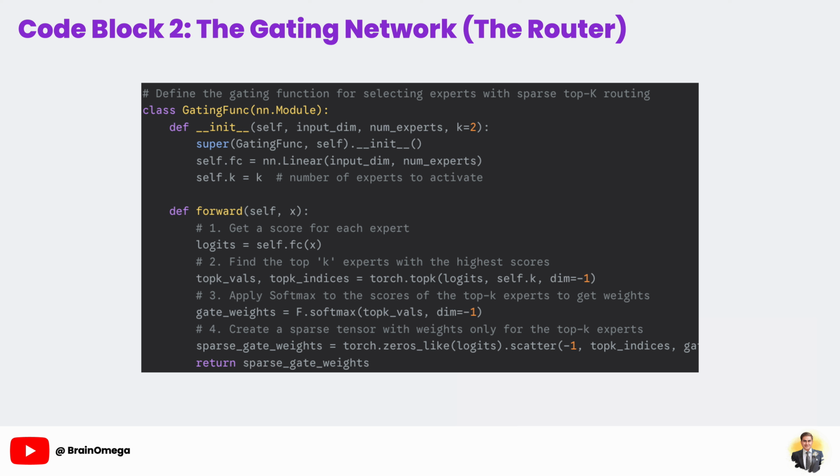This is the top K routing strategy. We are deciding to only use the best 2 experts for this input. Third, we apply a softmax function only to the scores of these top experts. This turns their scores into a probability distribution, giving us the weights for combining their outputs. Finally, we create a sparse tensor. It's a tensor full of zeros, but we scatter the weights we just calculated into the positions corresponding to our top K experts. This gives us a final weight vector where only the chosen experts have non-zero weights.